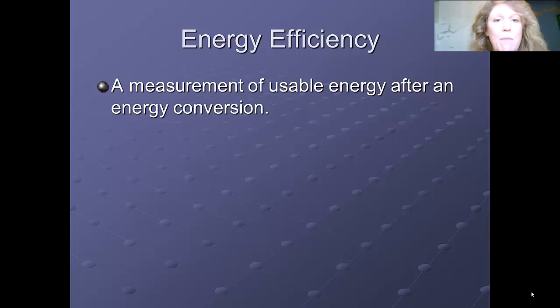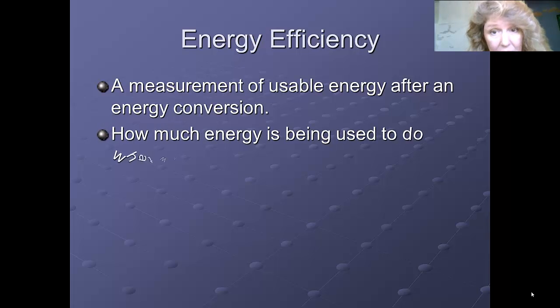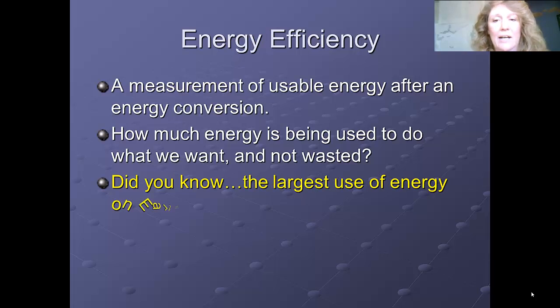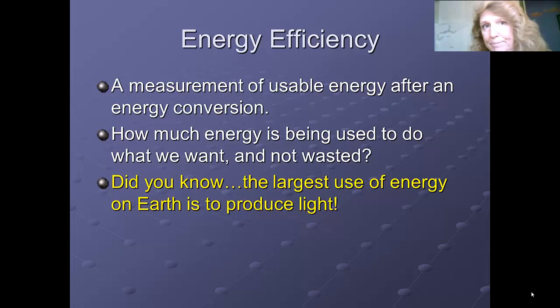Okay? A measure of usable energy, how much energy is left over to actually do the work after you take off all of the stupid stuff after an energy conversion. Which means how much energy is being used to do what we want and not wasted with all the stupid other things. The largest use of energy on Earth is to produce light. So of all the electricity that we generate, we're all afraid of the dark. So that's the one that's the most important. Okay.